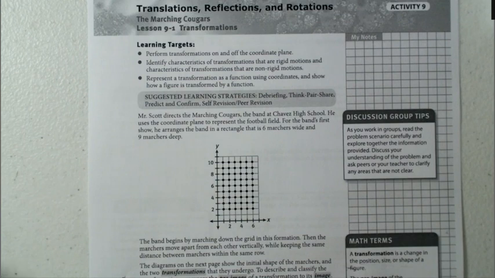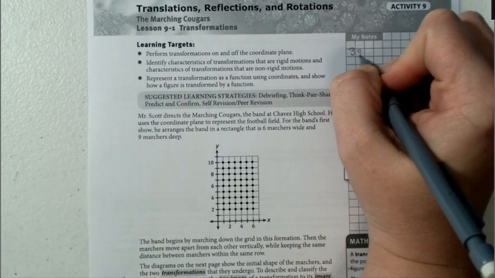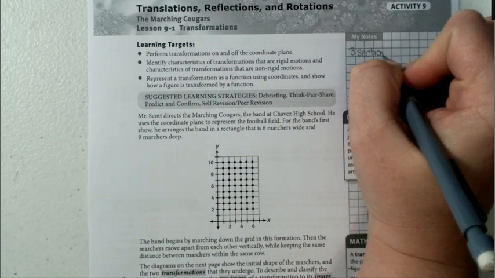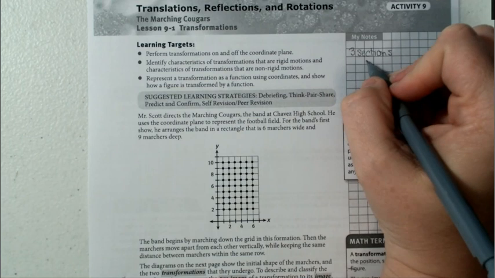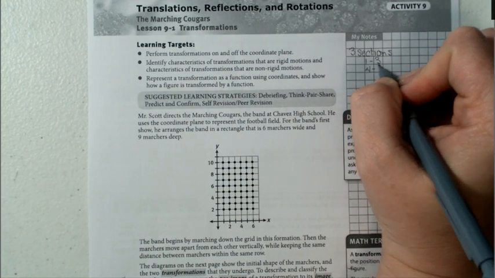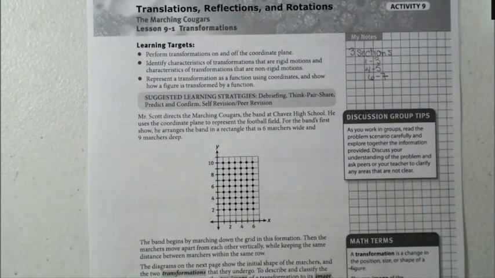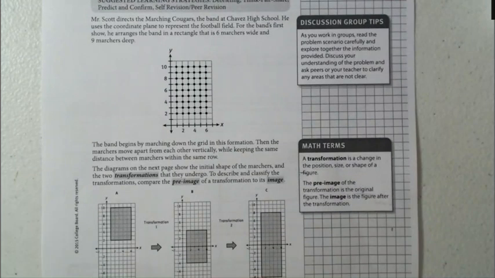All right, today we're going to be covering lesson 9-1 transformations. We're going to chunk this lesson into three separate sections. So it's going to be covered in three sections. The sections are going to cover questions 1 to 3, 4 and 5, and then 6 and 7 to finish it out. Okay, let's go ahead and take a look at the scenario that goes along with this problem.